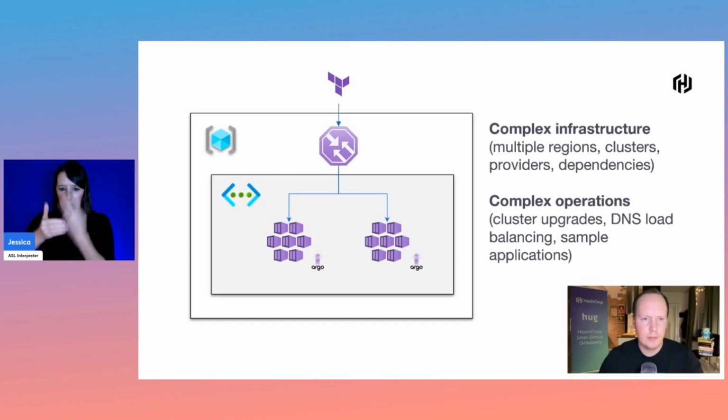In front of the clusters, I have a traffic manager, which is the DNS load balancer. And as part of the test, I want to actually send requests to the traffic manager and see if I can get a response from the applications running inside of Kubernetes. So this type of test generally involves complex infrastructure and complex operations. In this case, we have multiple clusters.